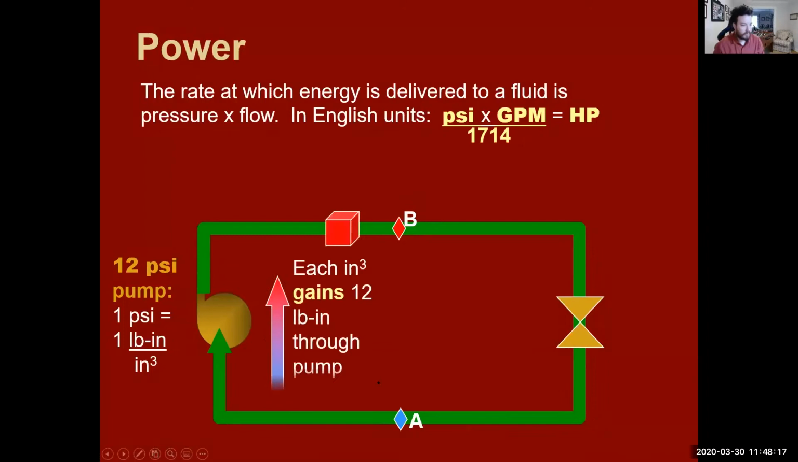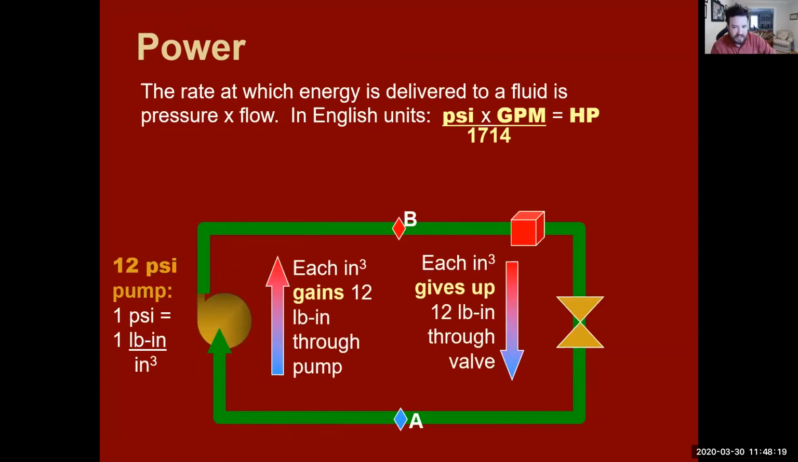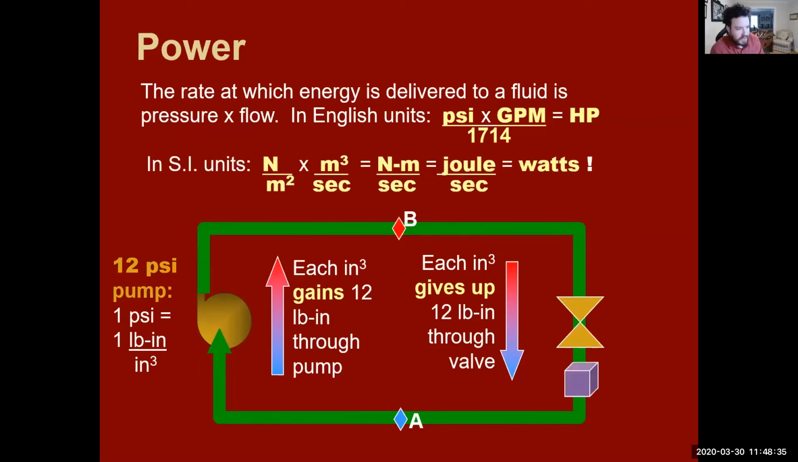So power is the rate at which energy is delivered to a fluid, and is pressure times flow. In English units, it's PSI times gallons per minute over 1714. That's equal to horsepower. In SI units, it's newtons over meters squared times meters cubed per second. That's equal to newton meters per second. And that equals joules per second. And joules per second equals watts.